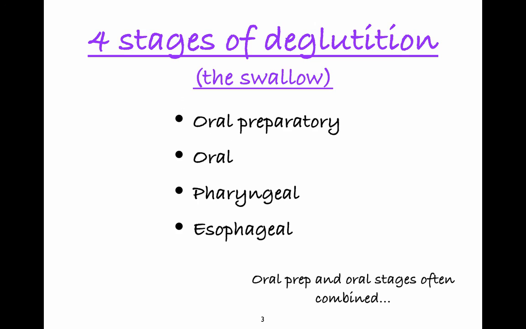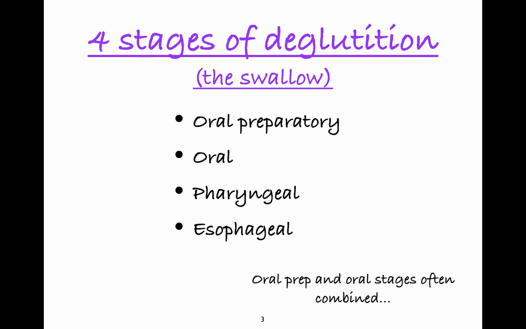Okay, let's go ahead and talk in general about the stages involved in swallowing. Now, as you can see, I have written here on this slide that there are 4 stages of deglutition or swallowing. So deglutition is just another word for swallowing. I have listed oral preparatory, the oral stage, the pharyngeal stage, and the esophageal stage.